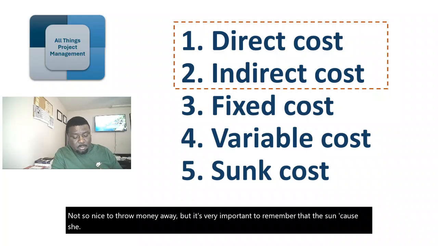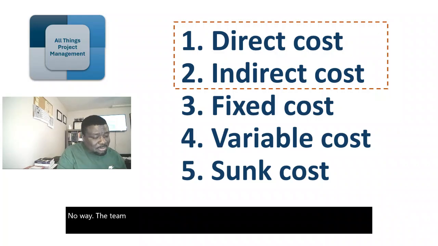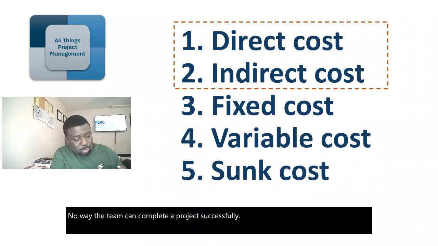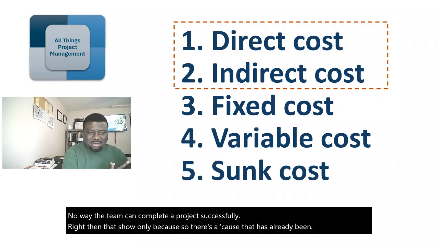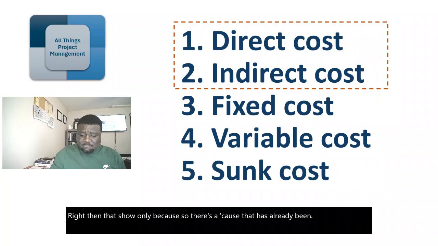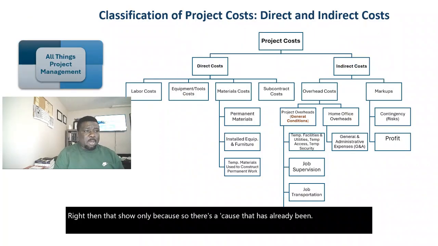For example, if you have spent $2 million only to find no way the team can complete a project successfully, right? Then that project should be cancelled. So it's a cost that has already been expended. It's a trade-off cost, let me put it that way, right? So that is very important for your project.